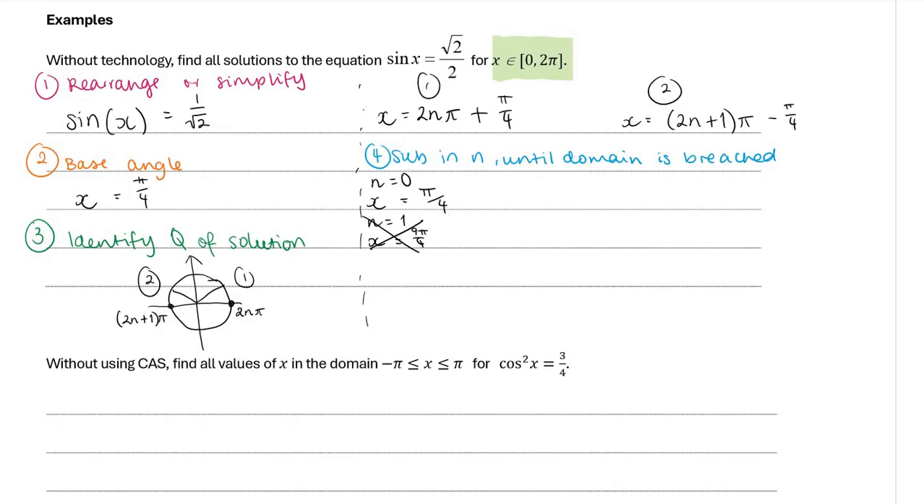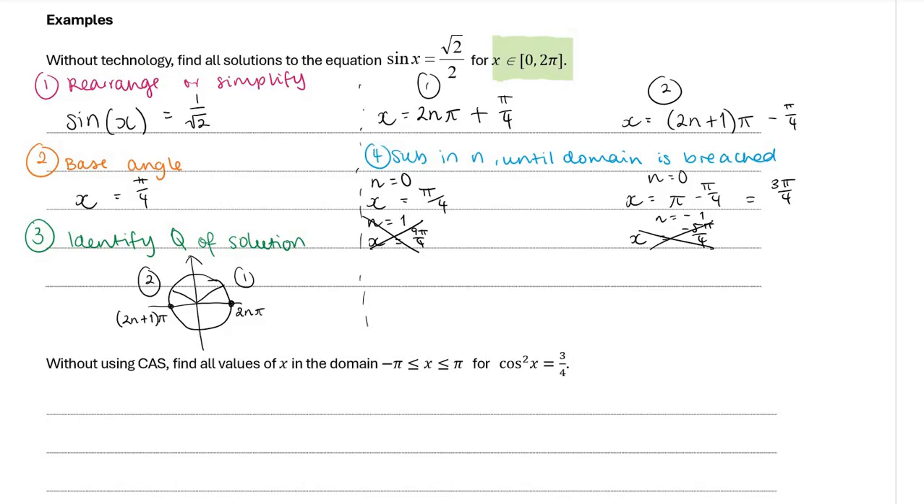Now we're going to start on the next side as well. We're going to sub in n is equal to 0. We get x equals pi minus pi on 4, which is 3 pi on 4. And if, let's say, we want to sub in n equals negative 1, then we would have x is equal to negative pi minus pi on 4, which is negative 5 pi on 4, which breaches our domain, okay?